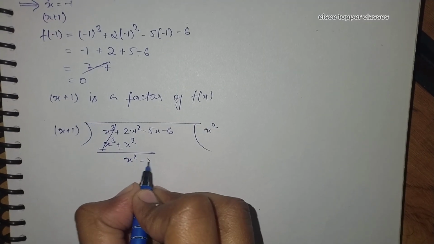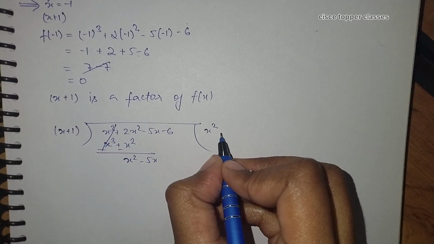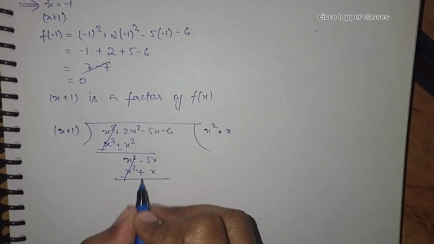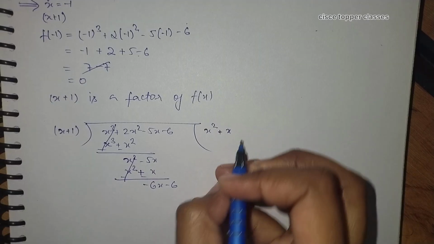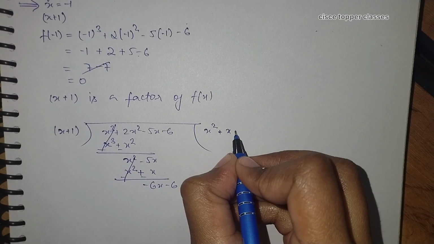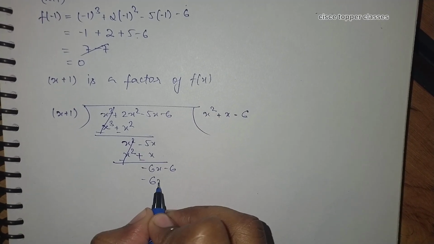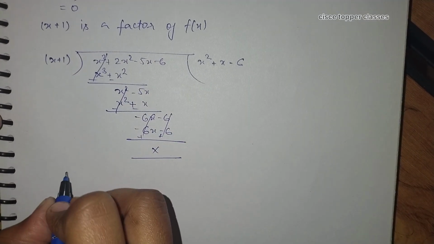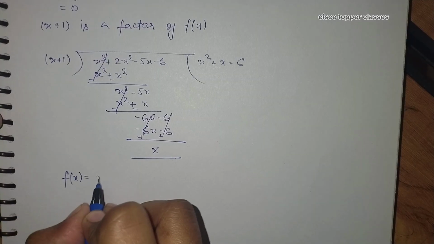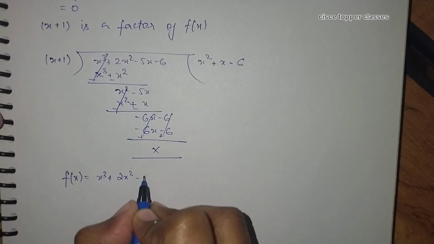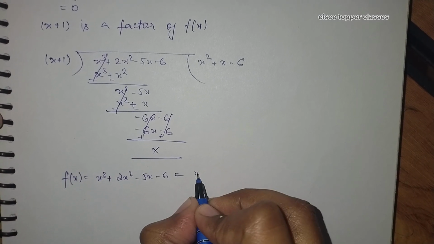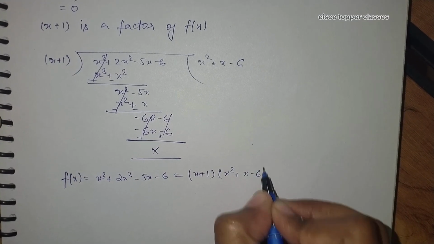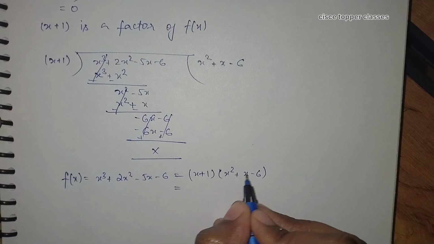We will get x square minus 5x. Then again we will multiply with x, so plus x, then x square plus x. This will be cancelled out and we will get minus 6x minus 6. Again we will multiply with minus 6, so it will become minus 6x minus 6. Again it will be cancelled out, meaning the remainder is 0. On factorizing, we can write the polynomial f(x), x cube plus 2x square minus 5x minus 6, in the form of factors as x plus 1 into the quotient x square plus x minus 6. We will factorize it as a quadratic equation.